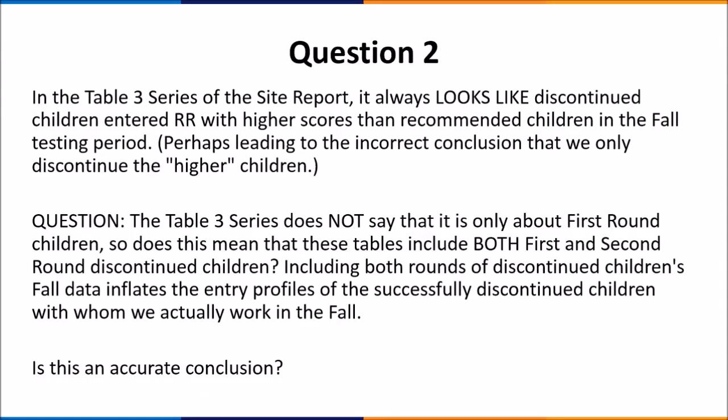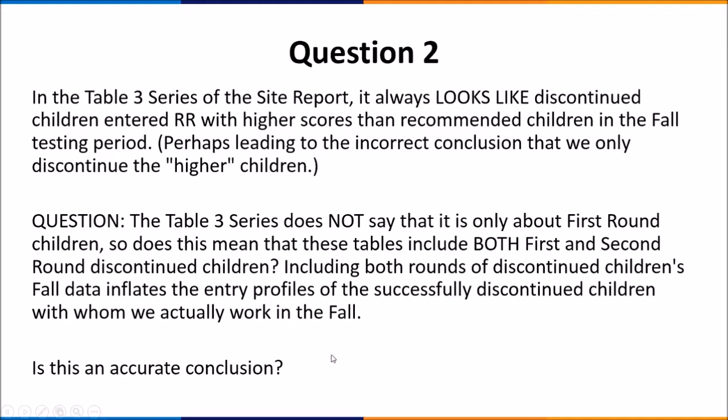So our question that came into us from a teacher leader was, in the Table 3 series of the site report, it always looks like discontinued children entered with higher scores than recommended children in the fall testing period, perhaps leading to the incorrect conclusion that we only discontinue the higher children. So, question. The Table 3 series does not say that it is only about first-round children. So, does this mean that the tables include both first and second-round children? Including both rounds of discontinued children's fall data inflates the entry profiles of successfully discontinued children with whom we actually work in the fall. Is this an accurate conclusion?